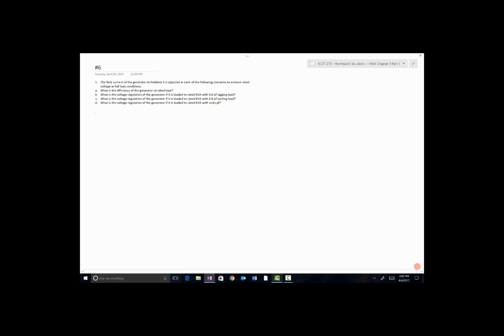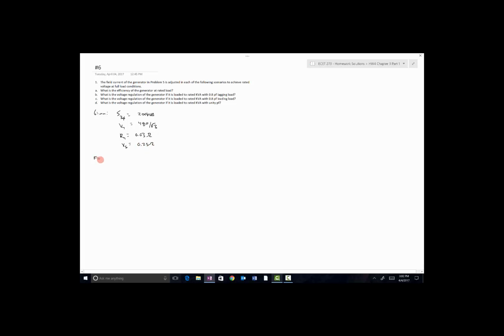So again, the givens here, we've got rated conditions. That's S3 phase, equal to 200 kVA. That's from the previous problem statement. The terminal voltage was 480 over root 3. The armature resistance is 0.03 ohms, and the armature reactance is 0.25 ohms. So that's what was given in the problem statement.